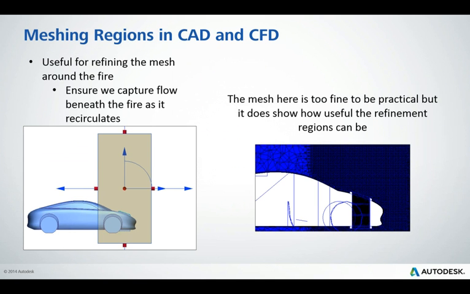And then moving out a little bit, once you've got the fire set up, this is a model with a car on fire, the engine bay. What we would probably like to do is make sure that we capture the flow around the fire accurately. Generally underneath the fire we've normally got a pretty small gap, and we need to make sure that any flow that's being recirculated or entrained and pulled in through the bottom is captured well, and I often use a meshing region to do that. The mesh on the right is far too fine for these types of analyses, but I just wanted to show the differentiation between the coarse mesh and the fine mesh.